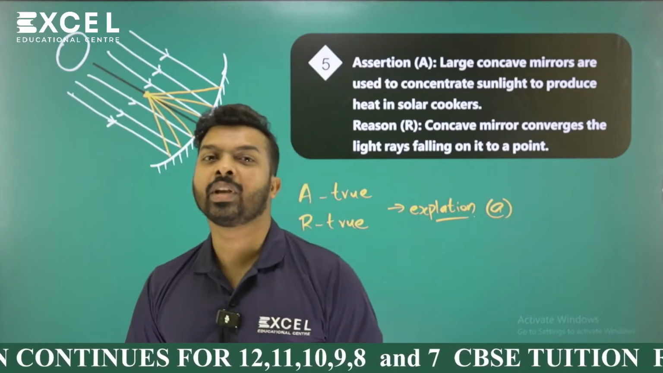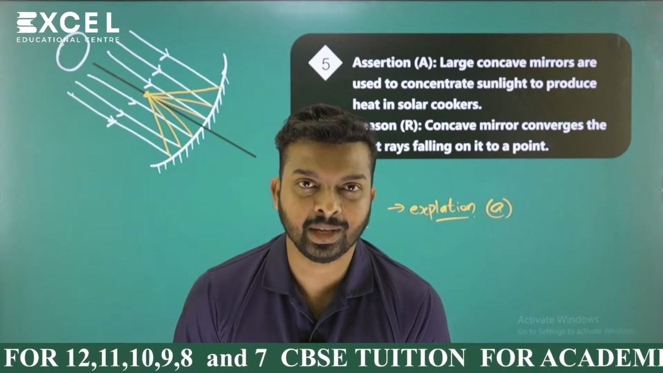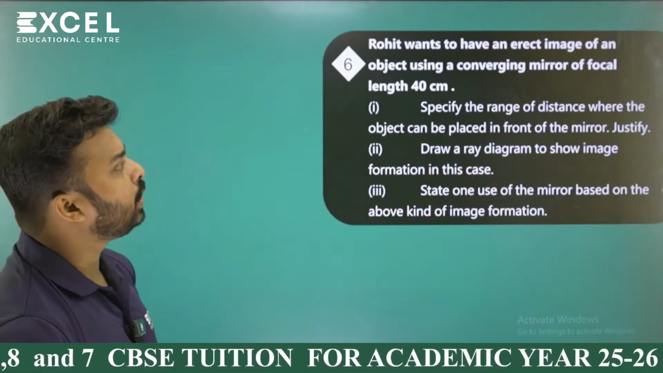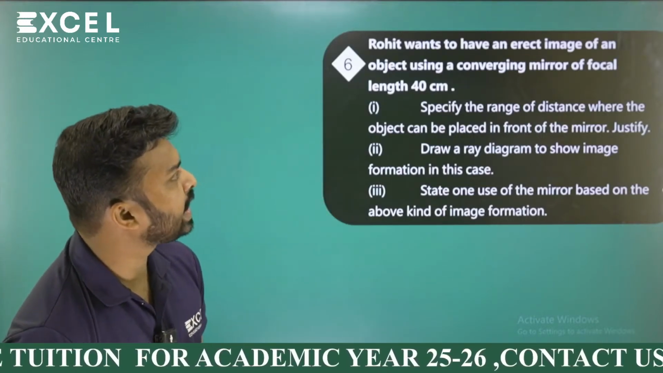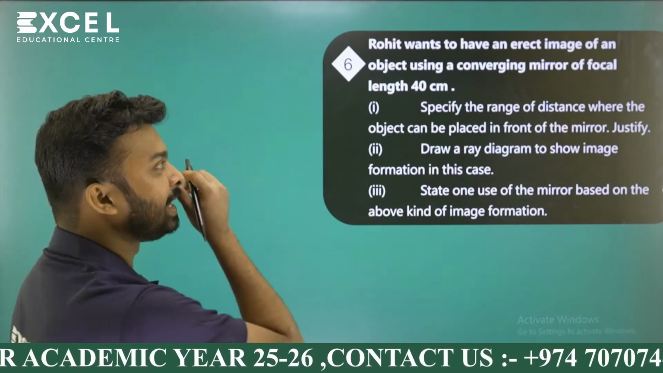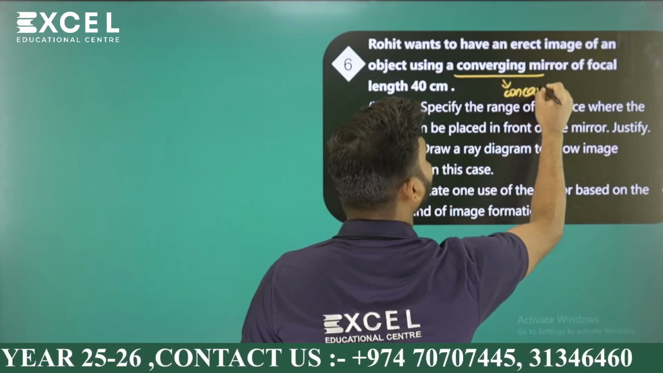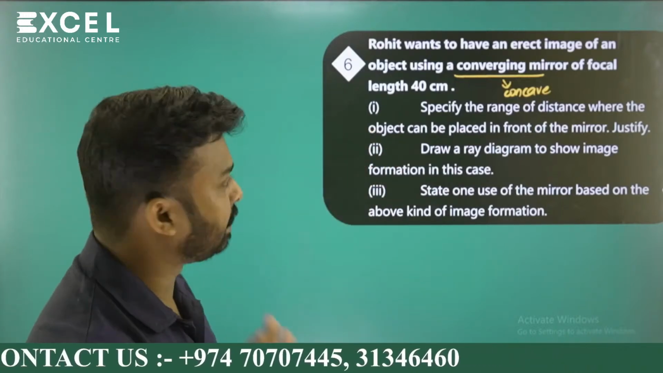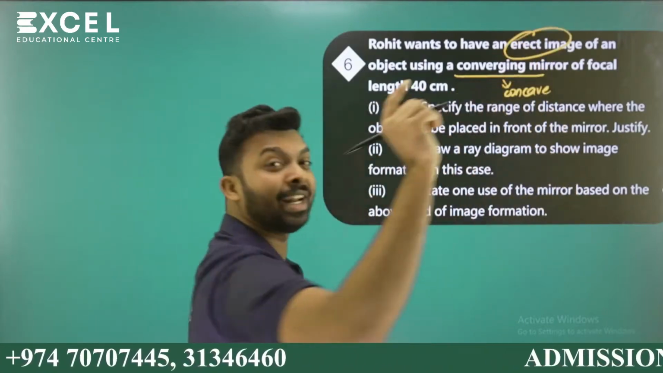Now we can go for the numerical-based and diagram-based question. Listen. Rohit wants to have an erect image of an object using a converging mirror of focal length 40 centimeter. What is this? This is a converging mirror. Converging mirror means it is concave, and it has a focal length of 40 centimeter. He wants to have an erect image.